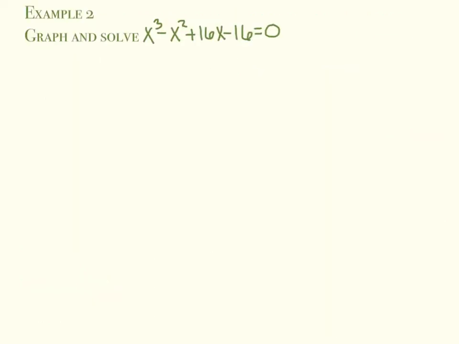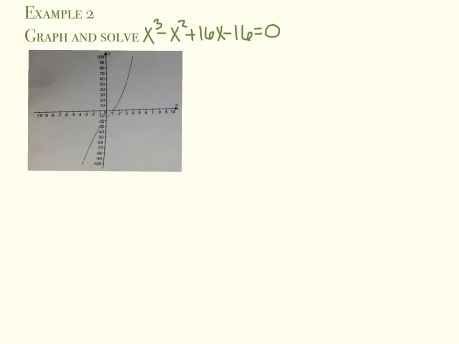All right, let's do another one. Let's graph and solve x cubed minus x squared plus 16x minus 16 equals 0. This is a cubic function, so we know it's going to have at most 3 zeros. Let's look at the graph. So now we can see that it has one distinct 0 at x equals 1. And this means that there should be 3 total solutions, but we only have 1. What's going on with the other 2? Well, we're going to factor and solve now. We're going to use this 1 that we know, and we're going to divide it into the polynomial.